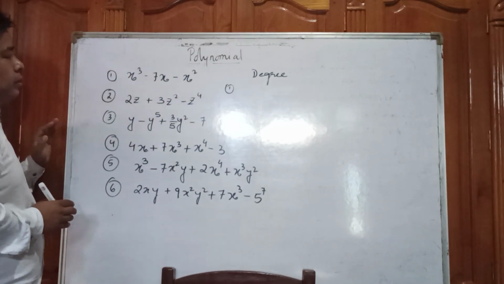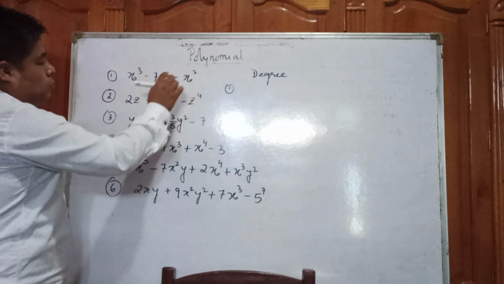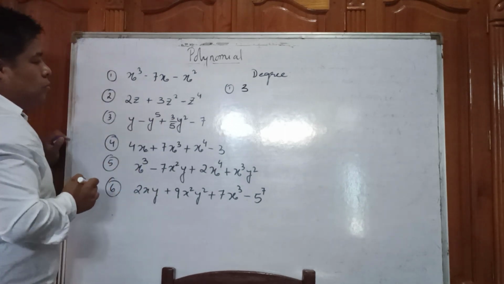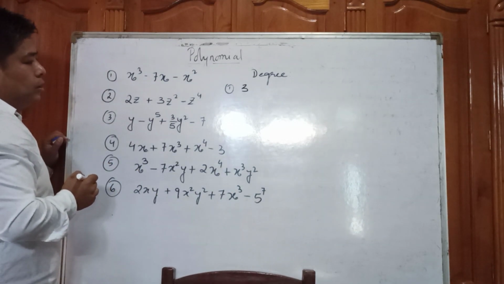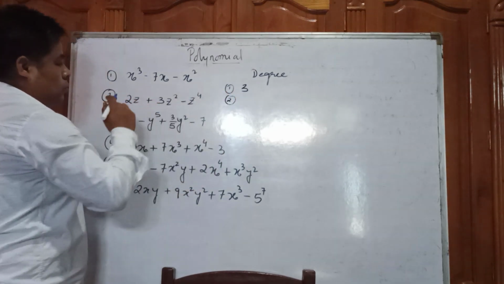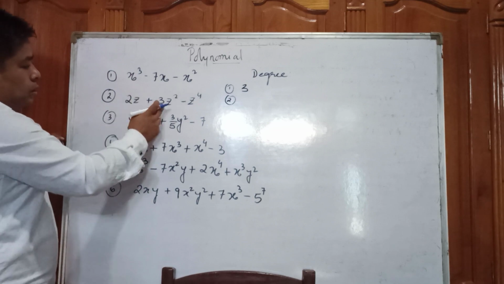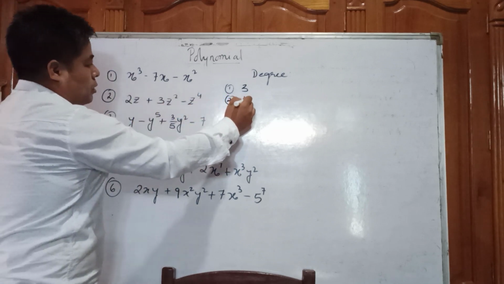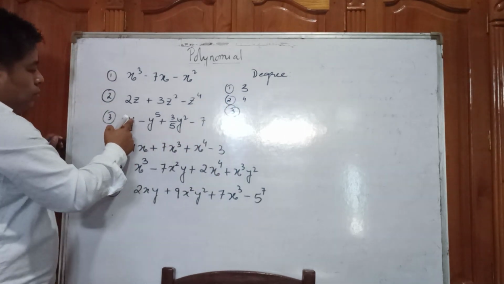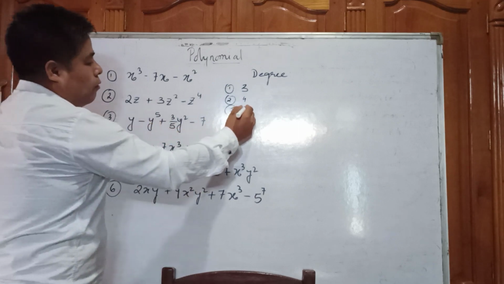For the first polynomial, the powers of the variables are 3, 1 and 2, and the highest is 3. Therefore, the degree of example 1 is 3. For example number 2, the powers are 1, 2 and 4, so the degree is 4. For 3, the powers of the variable are 1, 5, 2. Which is biggest? 5.